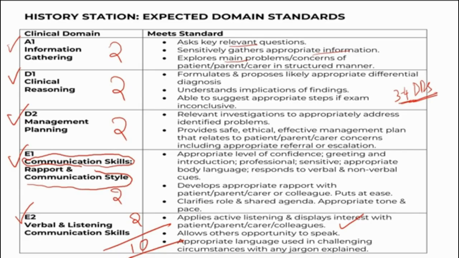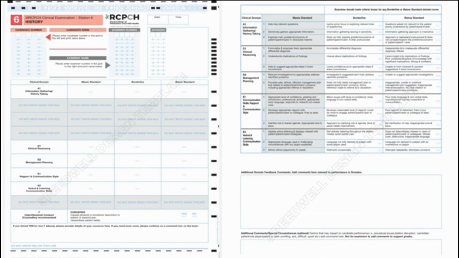You should avoid any kind of medical jargon in the questions in this history station. If you use medical jargon, you will definitely get negative marks. So this is the mark sheet for the history station. Here you need to enter the candidate's number and shade it, and here you enter the candidate's name, date and time, and here the examiner will mark against the domains A1, D1, D2, E1 and E2.